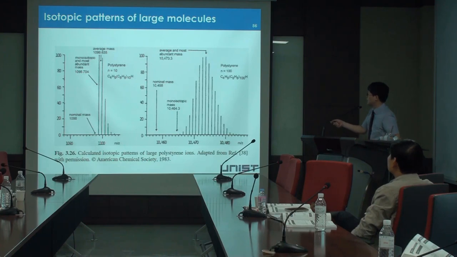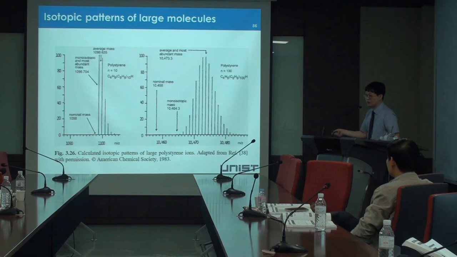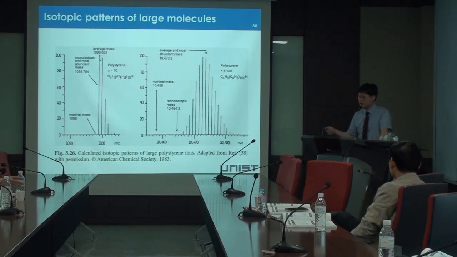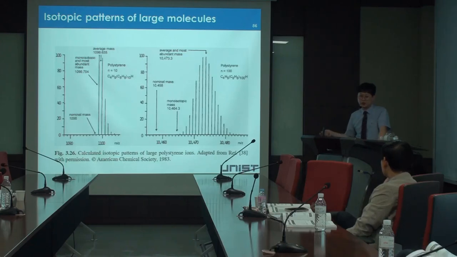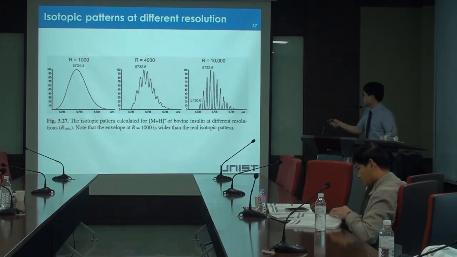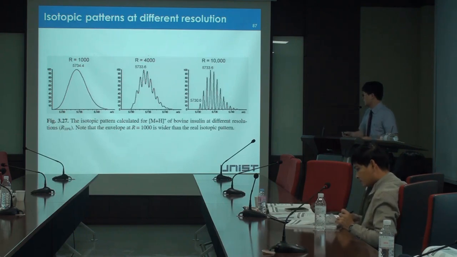Again, for this isotopic pattern, this is a small molecule. The mass value is about 1,000. For large molecules, they show more peaks. It's more complicated to interpret the mass spectrum for large molecules. So this is an EI mass spectrum. EI, electron impact, is not good for large molecules. For those cases, we can use ESI, electrospray ionization. And this is another example: according to increasing R, we can measure the different isotope patterns.